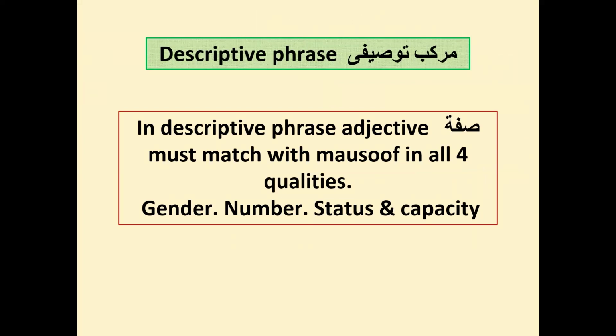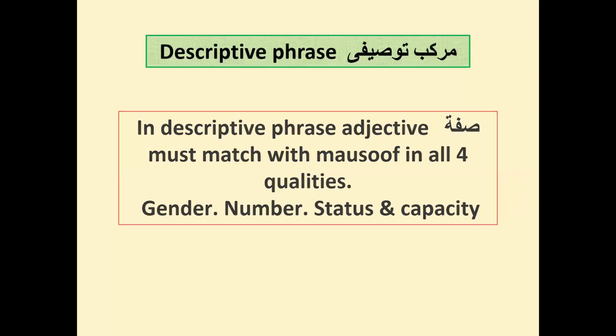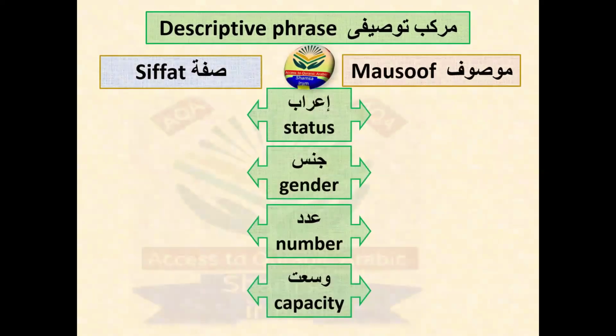In a descriptive phrase, the adjective or sifa must match with the mawsuf in all four qualities. Okay, sifa must match with mawsuf in all four qualities: gender, number, status, and capacity. I will explain in another way. These are the four qualities of any noun: i'rab, jins, adad, wasat. So we will check what all these qualities are about mawsuf and sifa.